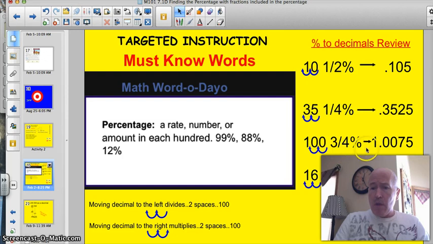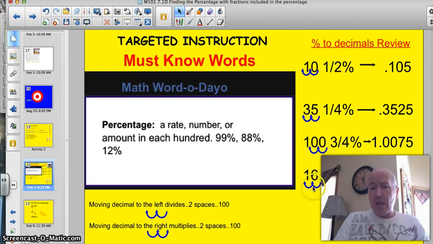100 3/4%. Well, 100, when we move that decimal 2 spots to the left, we're going to have 1.00, and then we have to tack on that 75. That's that 3/4. So we have 100% and 3/4%, or 100 3/4%. Make sure when you move that decimal, you don't drop the zeros when we divide by 100, okay? Because those zeros are holding the place. Otherwise, it would say it's 1.75, which is 1 3/4%, which is very different than 100 3/4%.